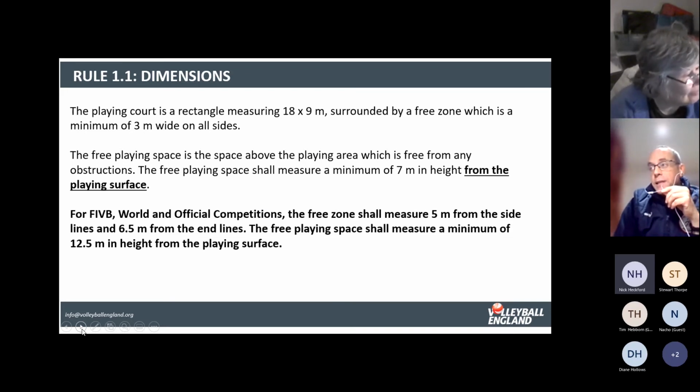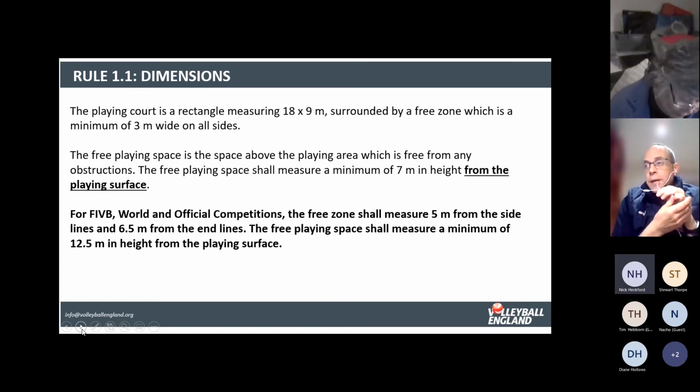Okay, should be that minimum. Now for FIVB World and Official competitions, the free zone should measure 5 meters, and the service zone, or the area behind the end line, should measure up to 6.5 meters.